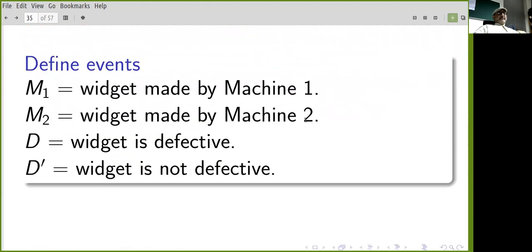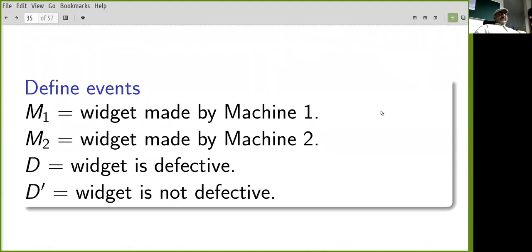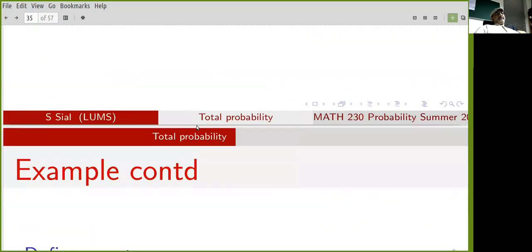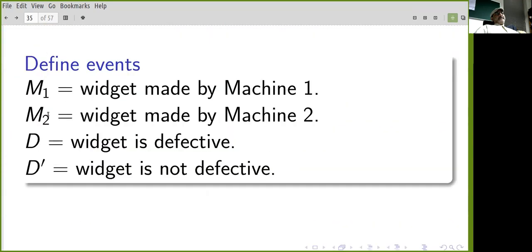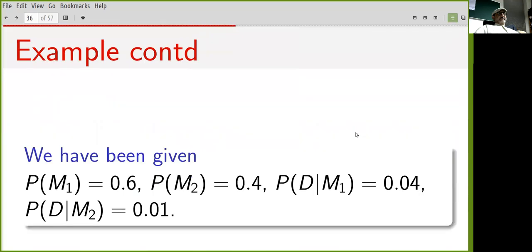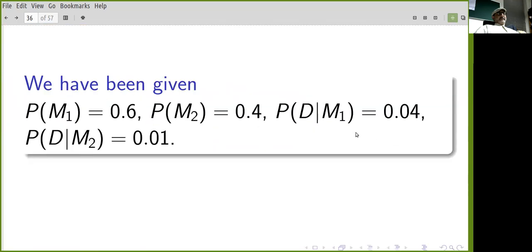Okay, so here are some events that we can think about. M1 is the event that the widget is made by machine 1. M2 is the event that the widget is made by machine 2. D is the event that the widget is defective. And D complement is that the widget is not defective. What are we looking for? We are looking for the probability of M2 given D.